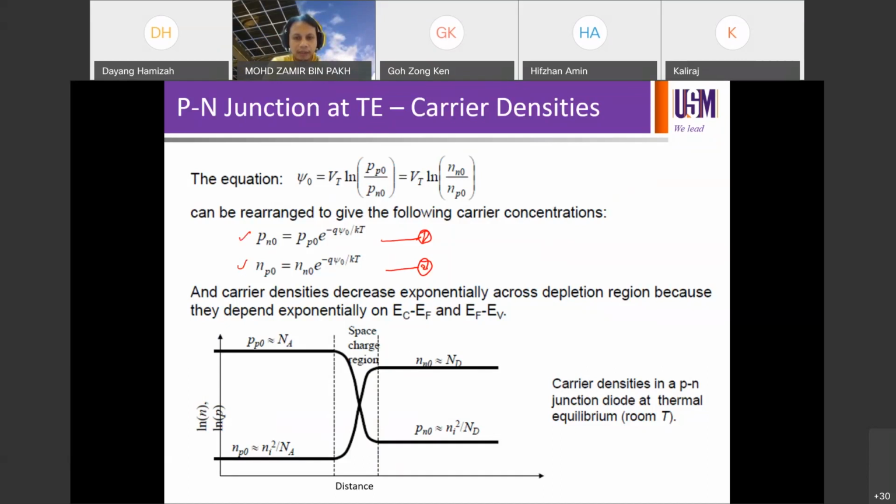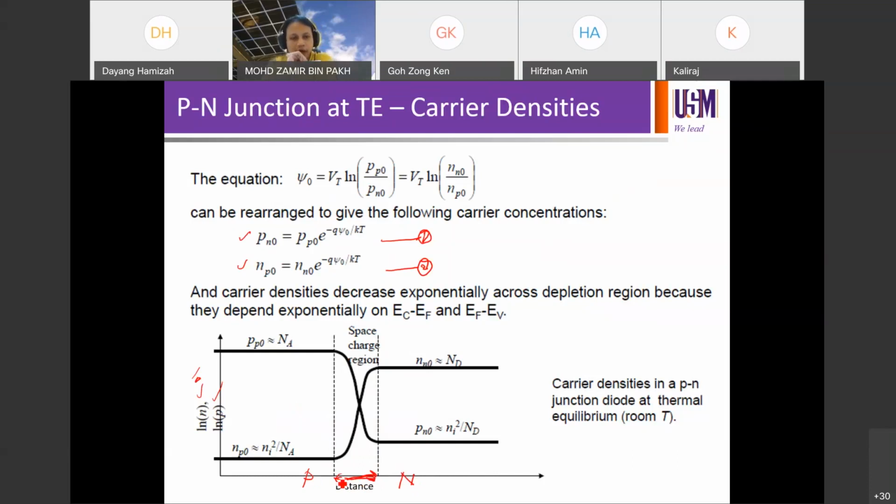Right? Why is this important? Let's see the diagram below. If you look at this diagram, the y-axis is the ln of electrons or ln of holes, and the x-axis is the distance across the p-n junction. P-type is on the left-hand side, N-type is on the right-hand side, and this central region is the depletion region, or SCR, space charge region.